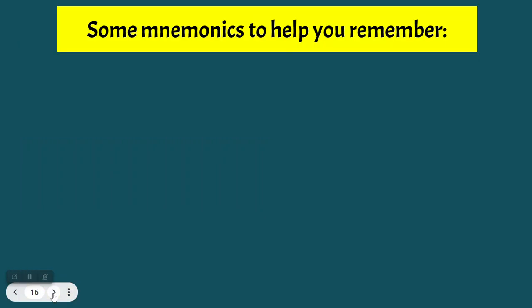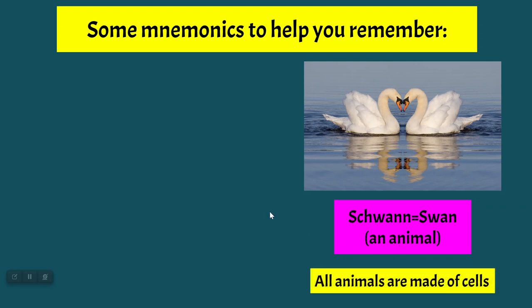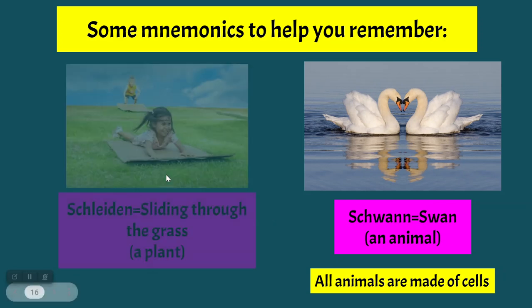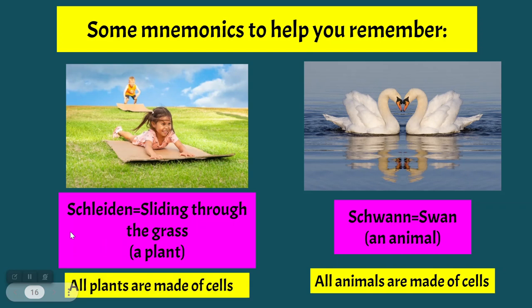I've got some mnemonics that might help you remember which scientist did which thing. So Schwann sounds a lot like swan. That's an animal. That's the guy who discovered that all animals are made out of cells. All right, get ready for this one. It's a stretch. Schleiden. Pretend that he's sliding through the grass on like a fake sled there. And grass is a plant. He's the guy who realizes that all plants are made of cells.